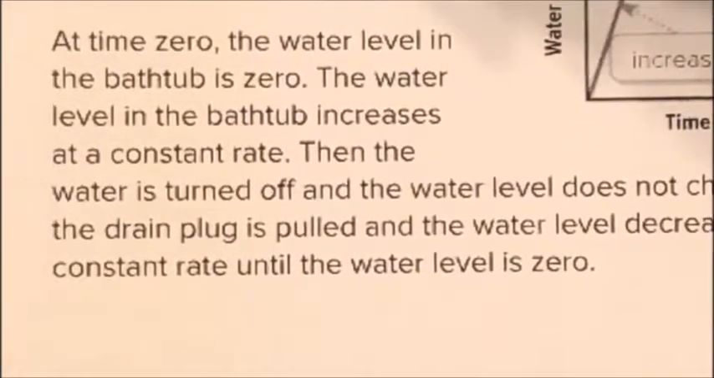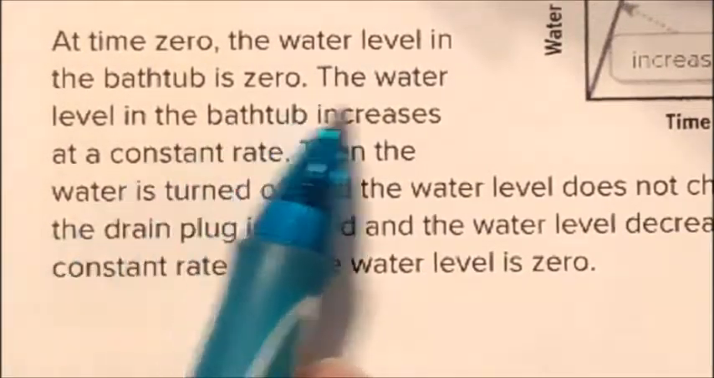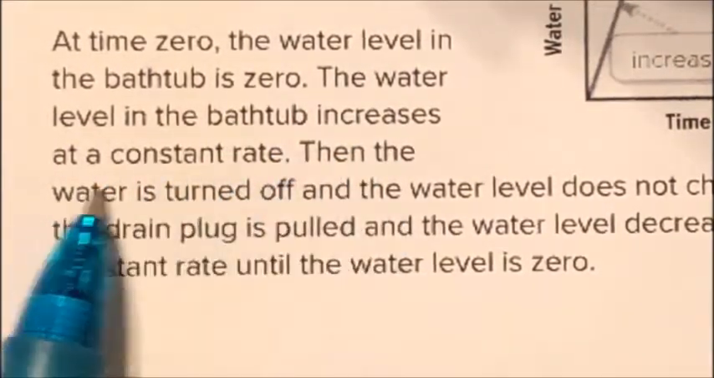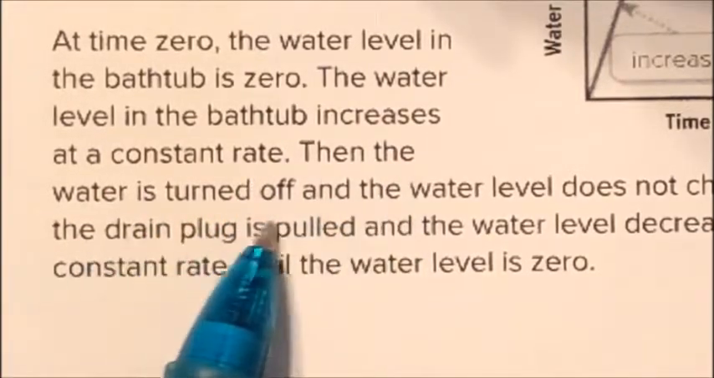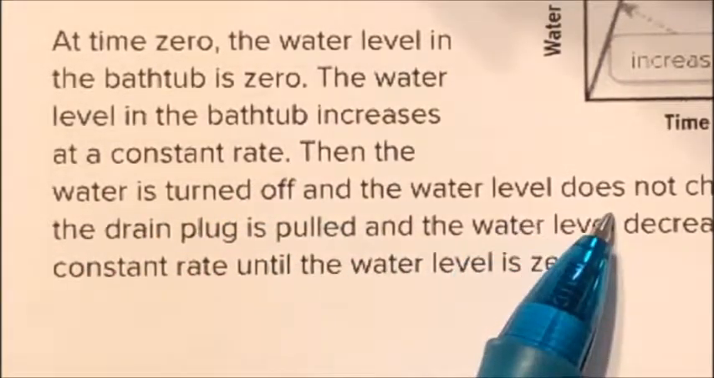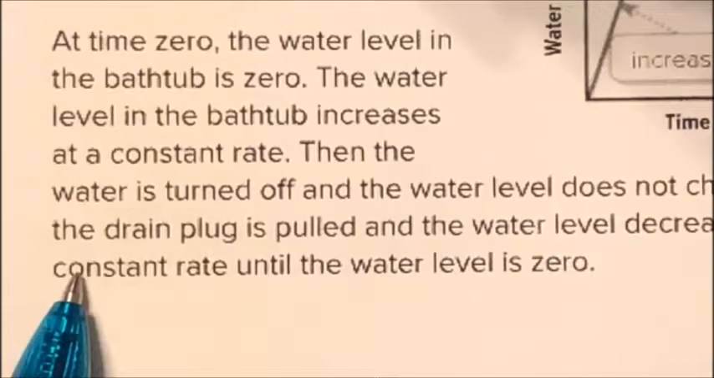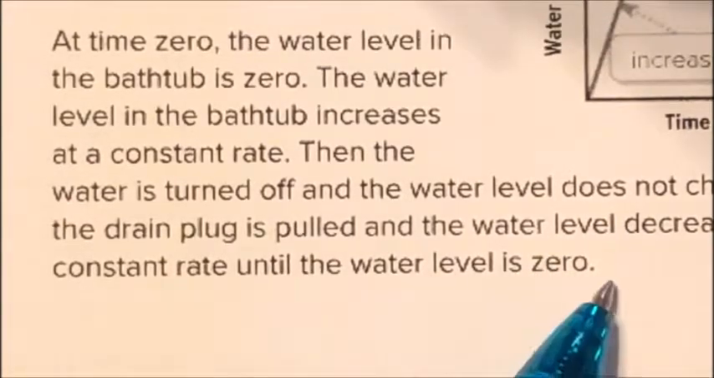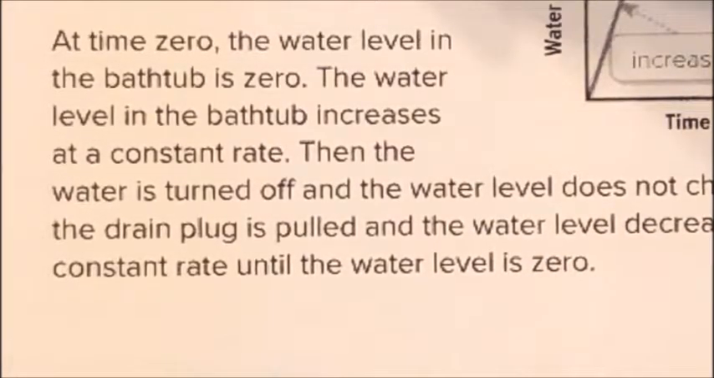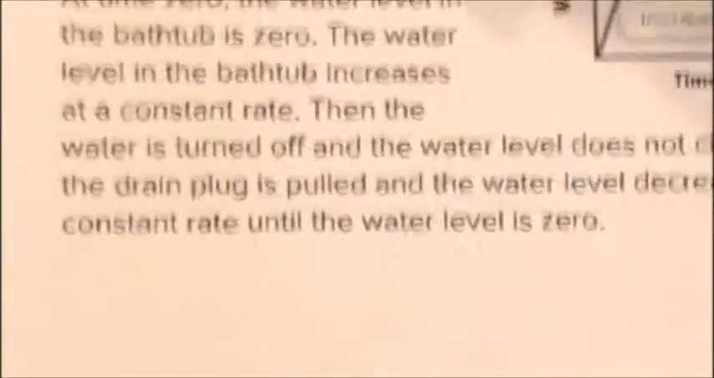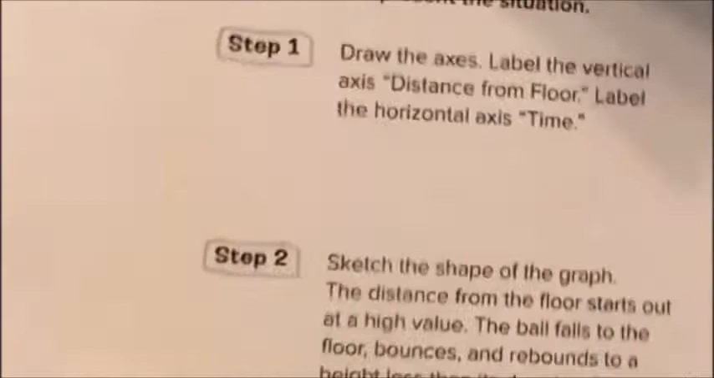You can see it when we describe it. At time 0, the water level in the bathtub is 0. The water level in the bathtub increases at a constant rate. Then the water is turned off and the water level does not change. Finally, the drain plug is pulled and the water level decreases at a constant rate until the water level is 0 again.